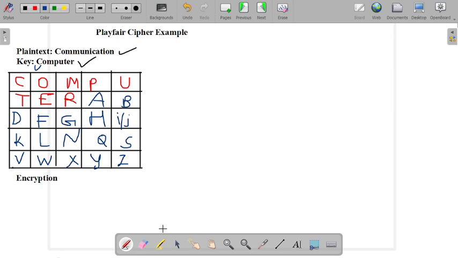After that, our next process is we have to take our plaintext characters. So what is our plaintext? Communication. So we have to write these characters as communication.